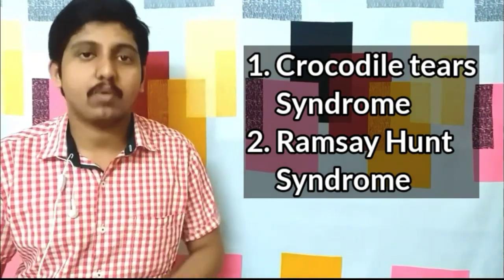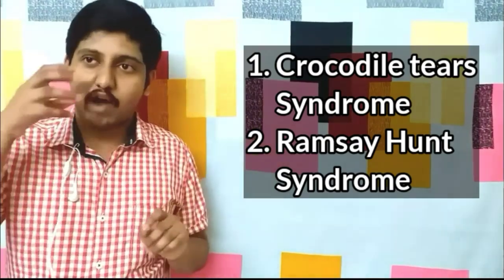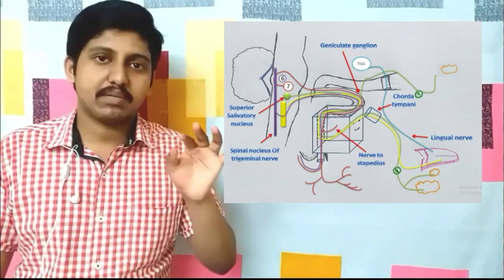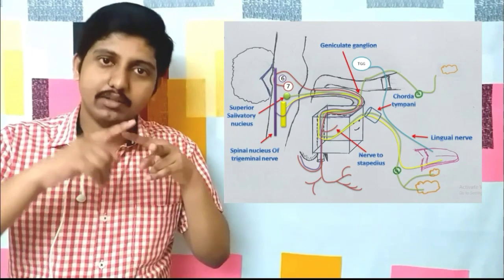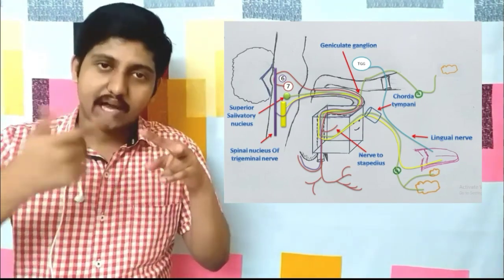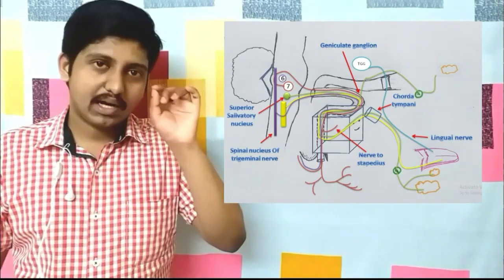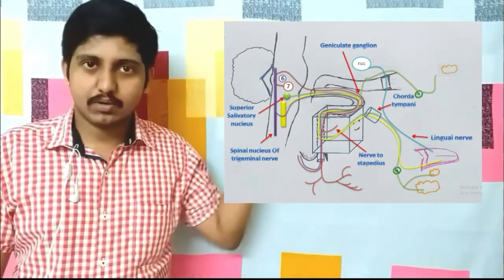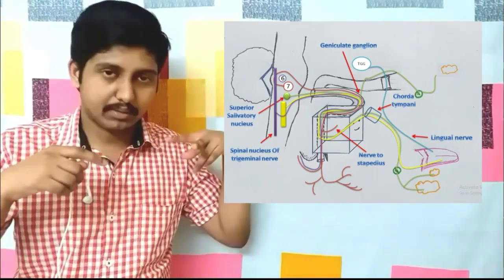What is the cause? What is the etiology behind it? It is nothing but because of the fibers. I told you that the same parasympathetic fiber divides into two at the geniculate ganglion, one to the lacrimal gland and the other to the salivary glands. This has been mentioned in the previous video, so if you haven't seen that, please go and watch it.